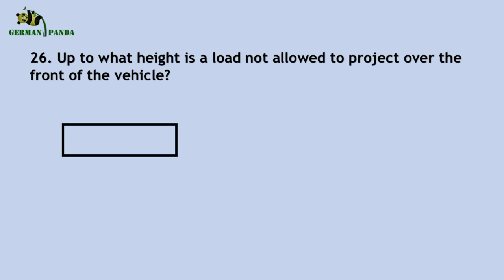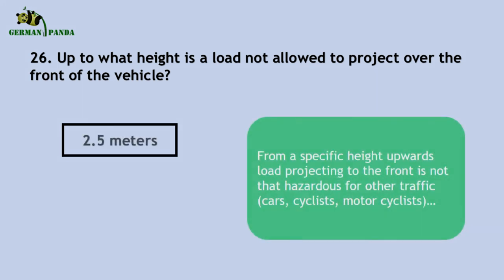Up to what height is a load not allowed to project over the front of the vehicle? 2.5 meters. From a specific height upwards, load projecting to the front is not that hazardous for other traffic like cars, cyclists, motorcyclists, etc.